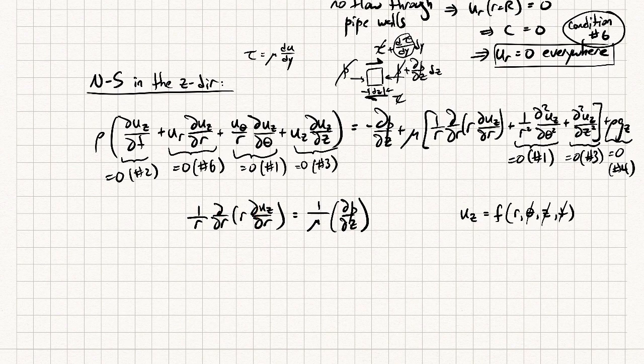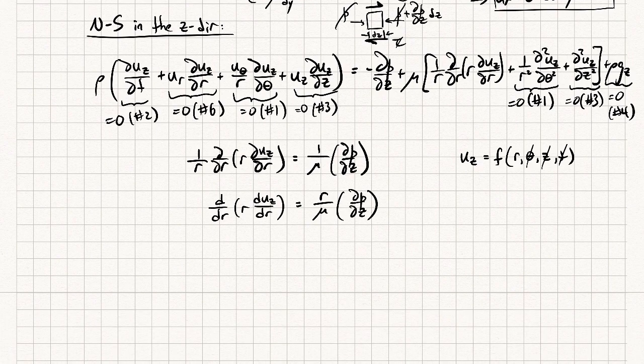So let me just do that. And while I'm at it, I'll just bring this r to the right-hand side. So we'll have d/dr of r duz/dr, just written as ordinary derivatives, equals r over mu dp/dz. Okay, so now we can solve this differential equation. I can bring this dr here to the right-hand side. Let me do that.